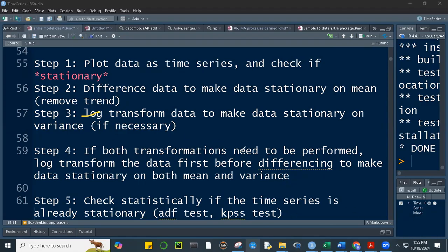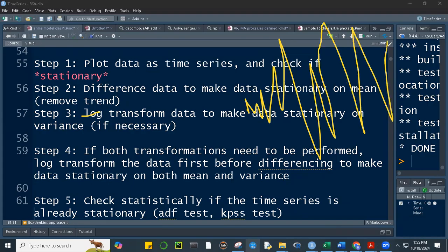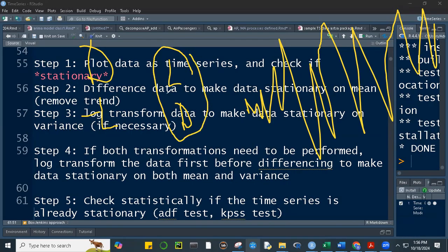Now what if it has a trend, and the variance is not constant, like this? So you might need 2 processes. You might need differencing and then taking the log. Now how should you do that, class? Should you take the difference first and then get the log, or the log then take the difference? The answer is you have to first get the log, class. Get the log and then get the difference.